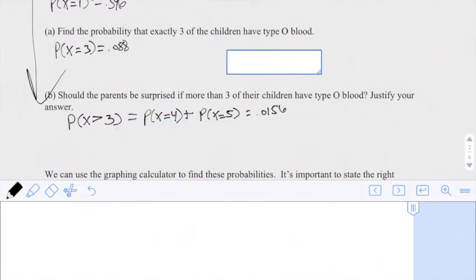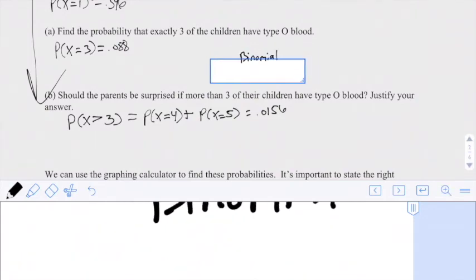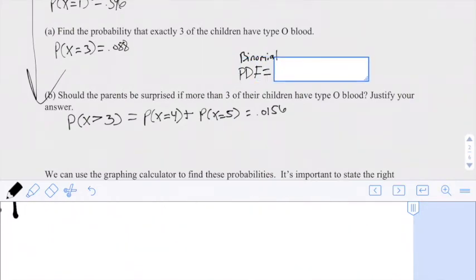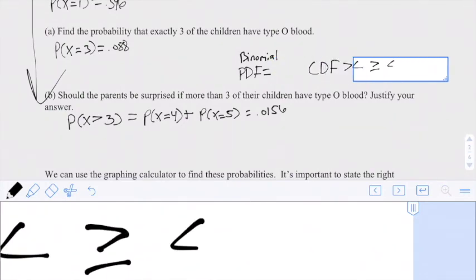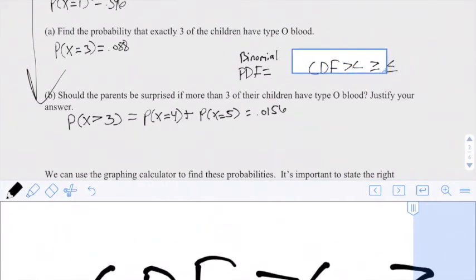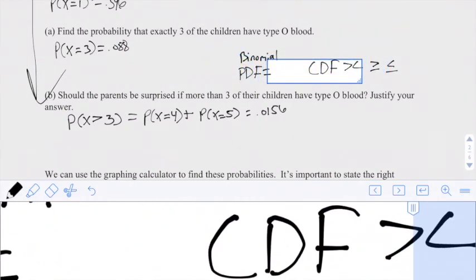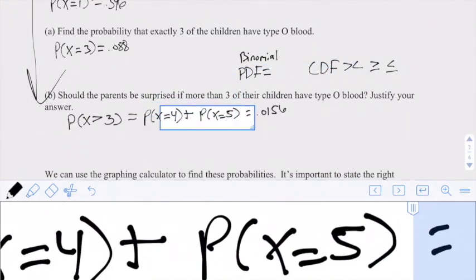So this is where you need to make a huge note somewhere. PDF is for equals sign, and CDF is for our inequality symbols. Okay? CDF stands for cumulative distribution function. This is probability distribution function. This is cumulative distribution function, which makes sense because you're accumulating more than one.